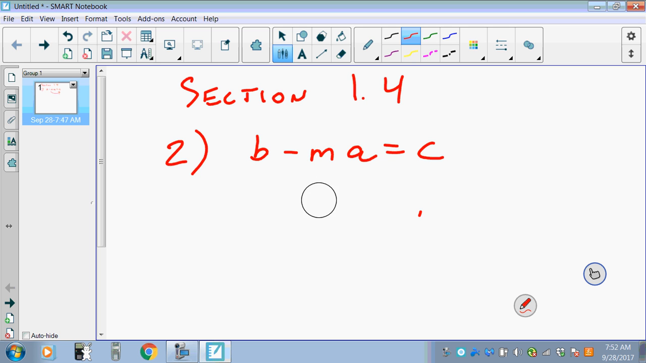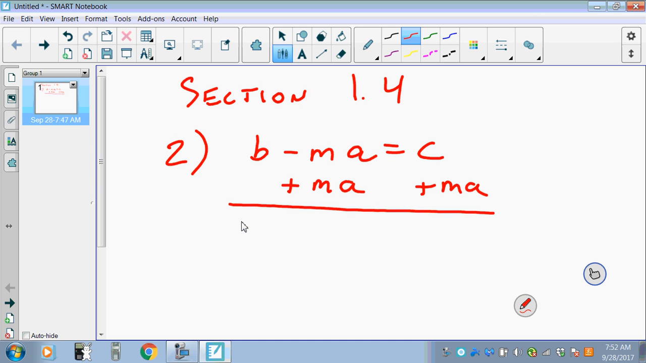We're going to do it that way, and we're going to see how that arises as a problem. So we're going to add MA to this side, add MA to this side. Okay. Add the whole thing. You can't just add M. You have to add M and A together because they're being multiplied. So B is going to equal C plus MA.